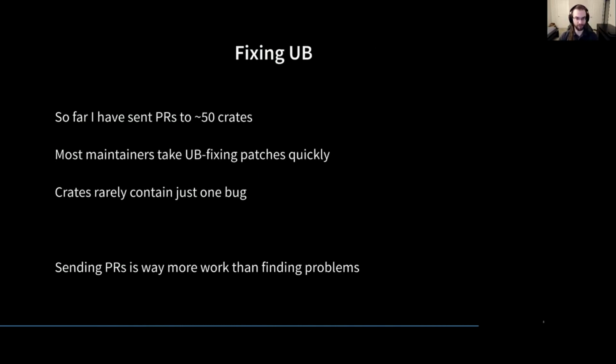So in terms of fixing UB, this title was about finding and fixing. I've sent PRs to about 50 crates so far, and I've been impressed by how quickly a lot of maintainers will take UB fixing patches. I've seen authors who wrote code 3, 4, 5 years ago. It's a simple little data structure. They upload it to crates.io. They haven't thought about it since. And then I just come along and send them a PR like, I found a use after free. Here's a fix. And they'll take it within days, which I think says a lot about the kind of people that are in the Rust community.